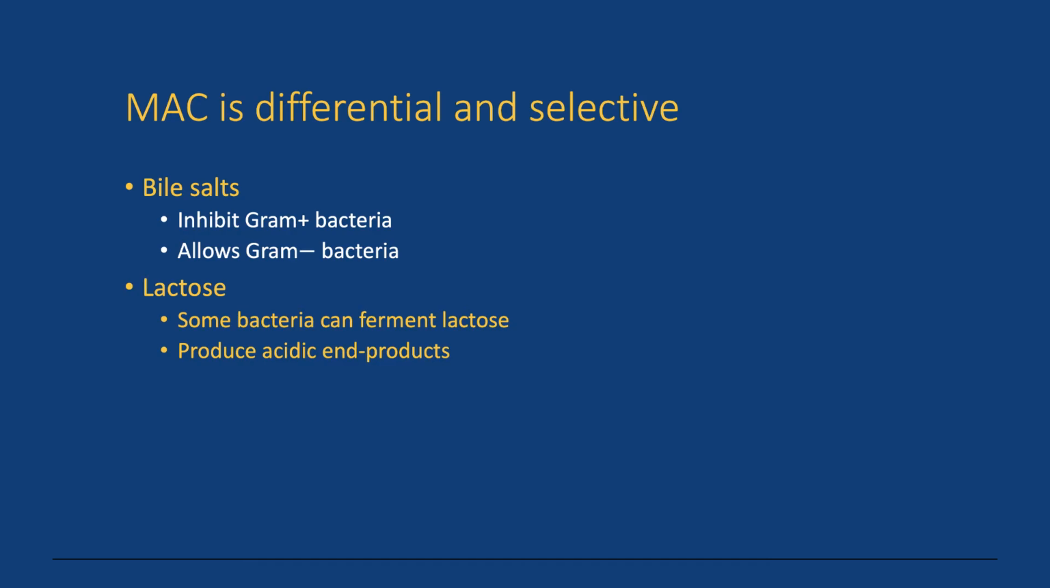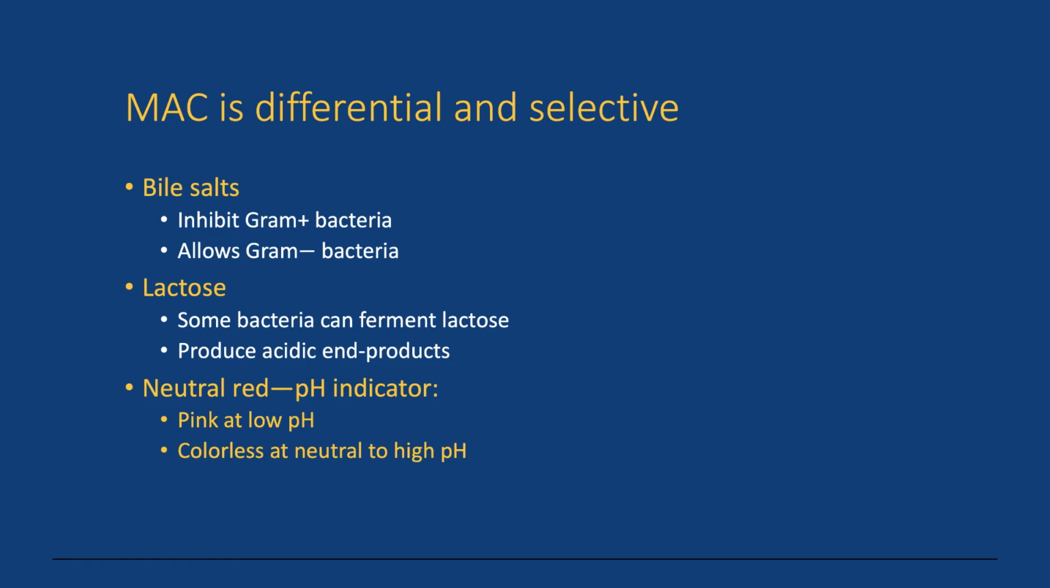Lactose and neutral red make MacConkey agar differential. Some bacteria can ferment lactose, producing acidic end products, which causes a decrease in the pH. And neutral red is a pH indicator that changes color at low pH. At high pH, neutral red is colorless, and at low pH it is pink.